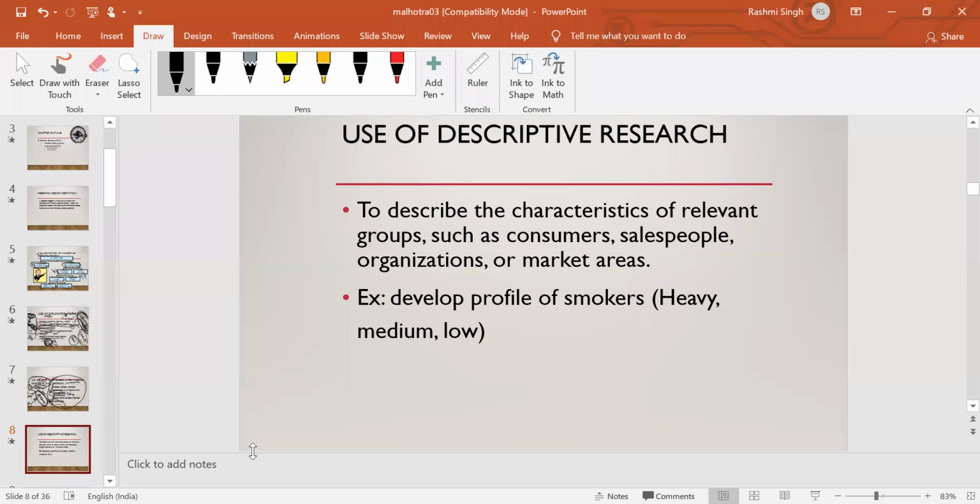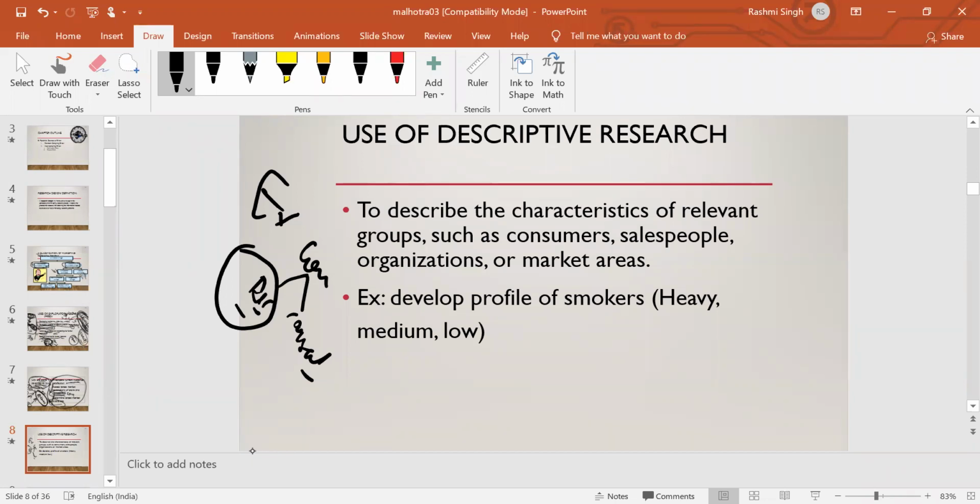The second type of research is descriptive research. Descriptive research or conclusive research: the research design is classified as exploratory and conclusive, and conclusive is further classified as descriptive research and causal research. Descriptive research is basically when you want to describe something in more detail. Suppose before taking online classes, I do a certain kind of exploratory research.